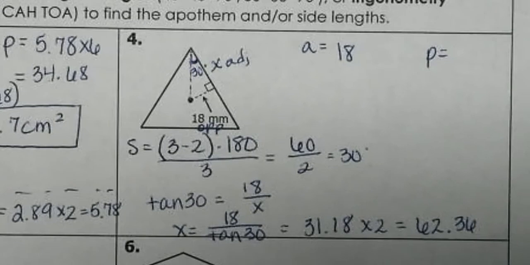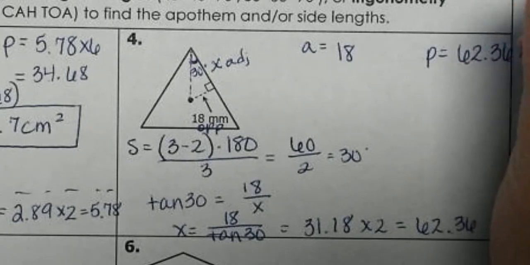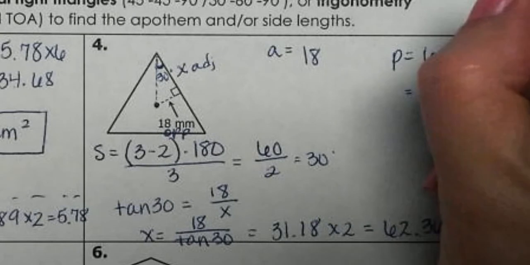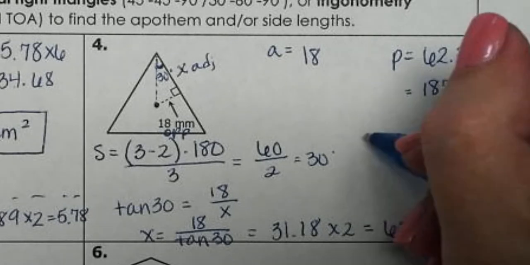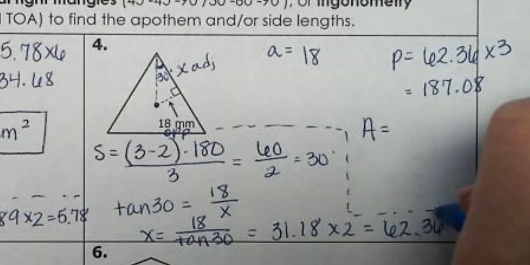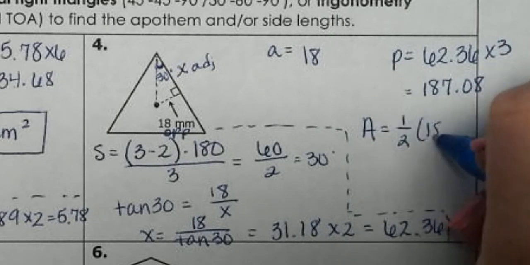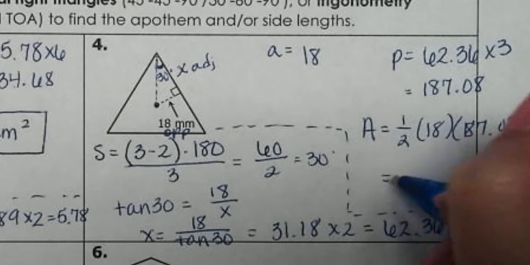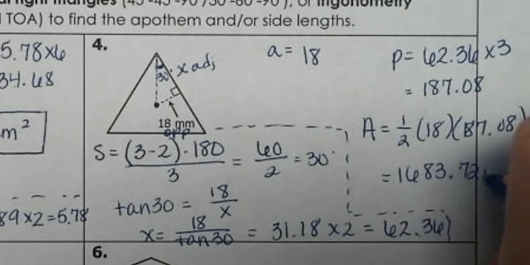So to get my perimeter, take that side and multiply it by 3. If you do that, you get the perimeter as 187.08. And I can find my area now. So my area is going to be 1/2 of 18 times 187.08. And I get 1,683.72 millimeters squared.